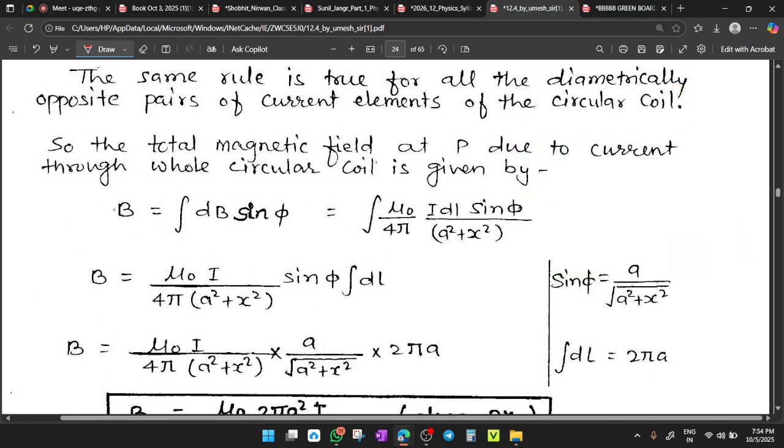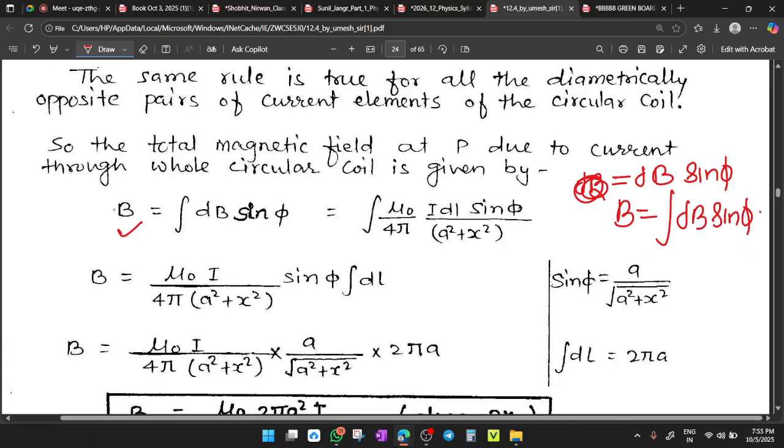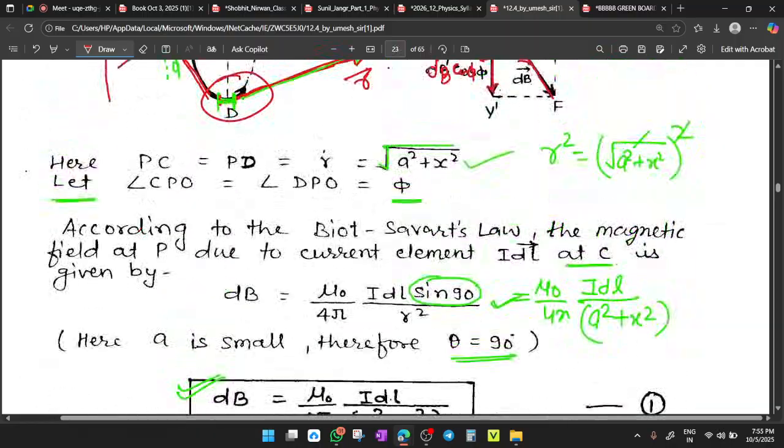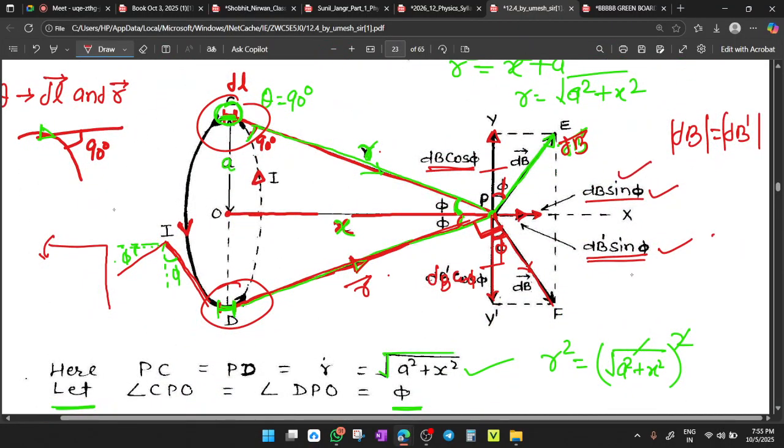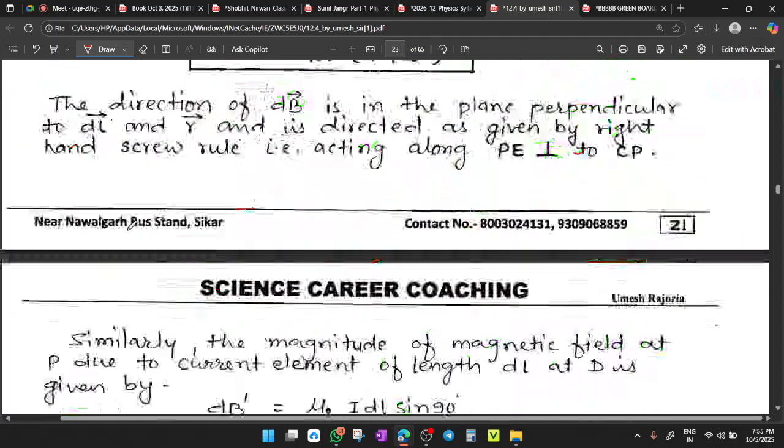So the total magnetic field at the point P due to the current through the whole circular coil is given by, look here, students, the working component is dB sin phi. Okay, the component here is equal to dB sin phi. Now the total magnetic field B is the integration of dB sin phi over the closed loop. Why? Because you see the net component that works here is dB sin phi, right? So integrate dB sin phi over the closed loop.